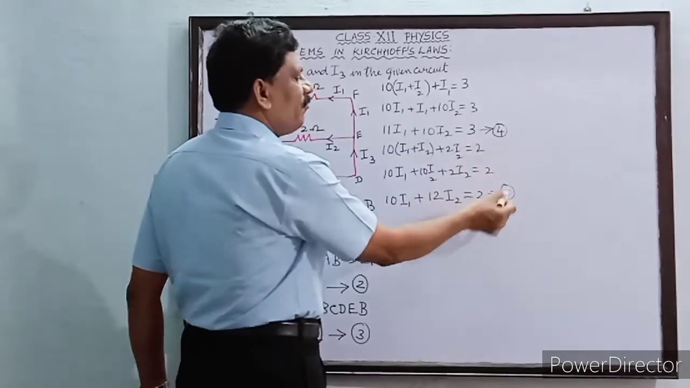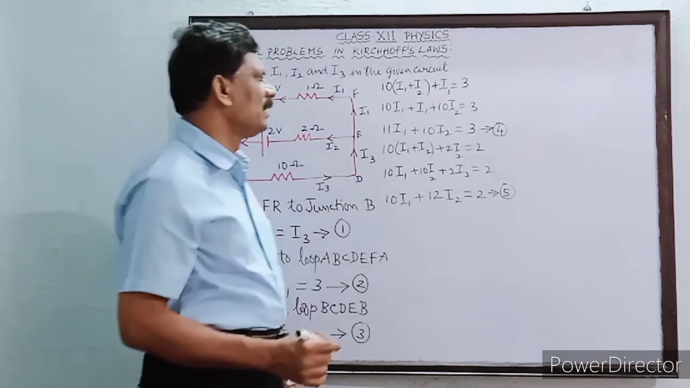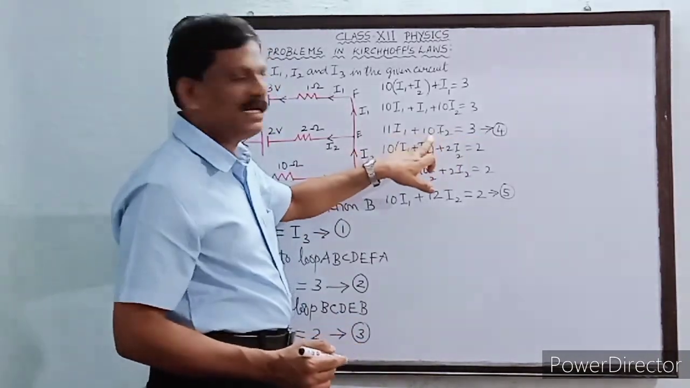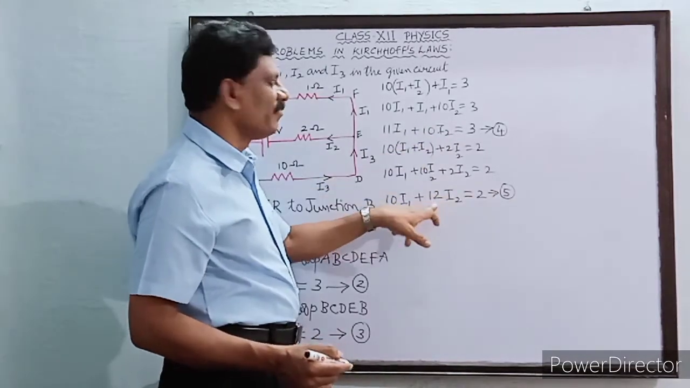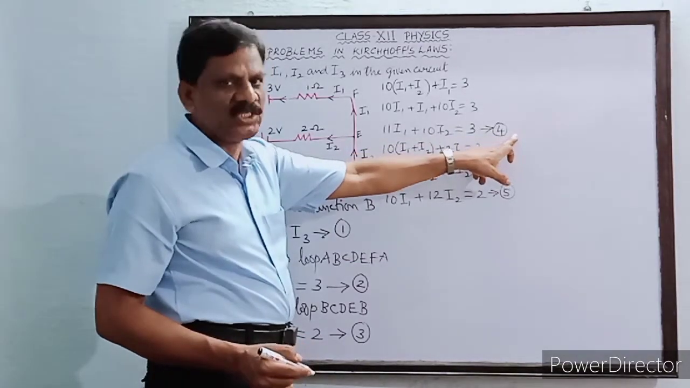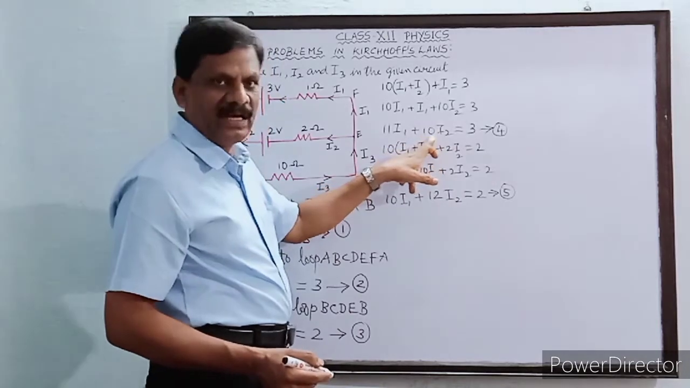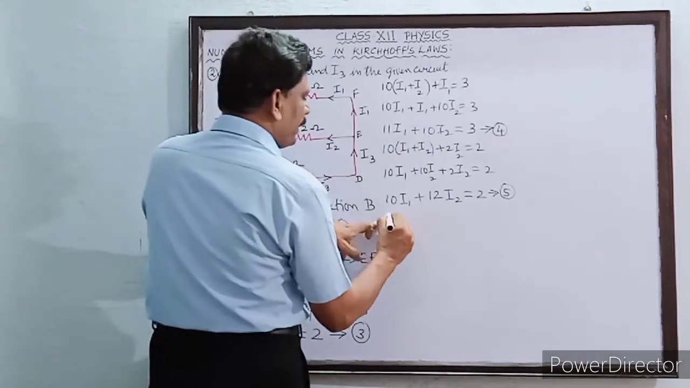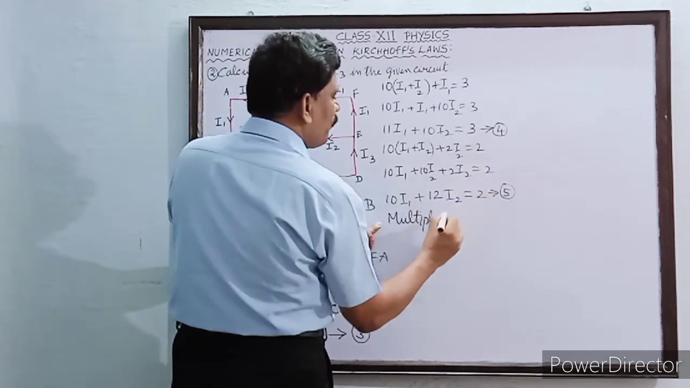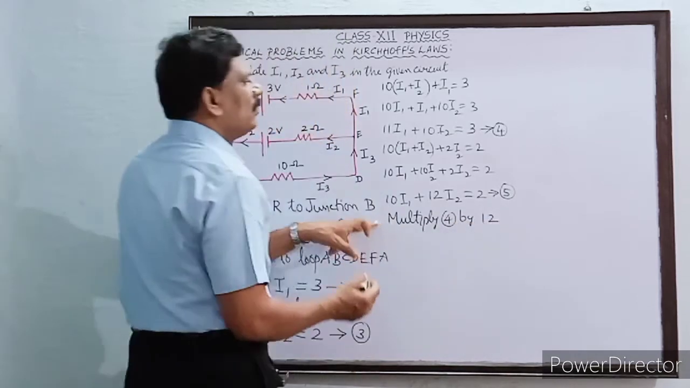Now equations 4 and 5 are simultaneous equations. We have to get the solution for that. Now the coefficient of I2 in equation 4 is 10, and the coefficient of I2 in equation 5 is 12. So I am going to multiply the entire equation 4 by 12, and the entire equation 5 is multiplied by 10, and we can solve. So multiplying equation 4 by 12.